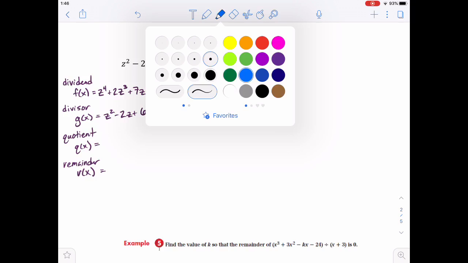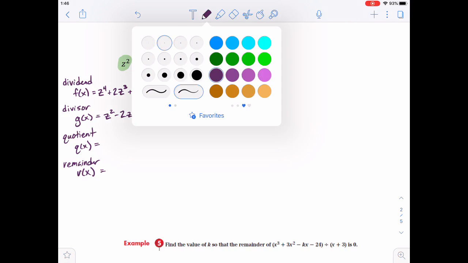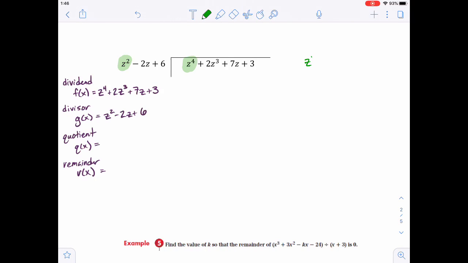All right, so we start, same process, it's always the same. Look at our first terms, okay? So we've got z to the 4th divided by z squared. So that's z squared, right? That's what happens when we simplify. That goes on top. Multiply. There are 3 things on the outside, so it gets multiplied by all 3. Z squared times z squared is z to the 4th. Z squared times negative 2z is negative 2z cubed. Z squared times 6 is plus 6z squared.